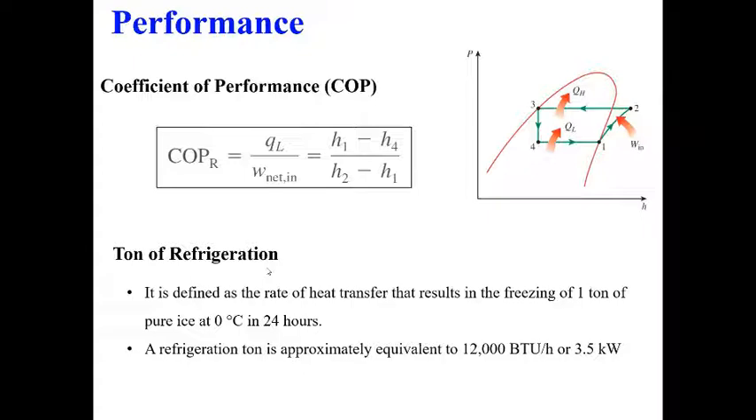So a ton of refrigeration is defined as a rate of heat transfer. It is equal to how much heat is required to be extracted from 1 ton of water at 0 degrees Celsius to freeze it in 24 hours. This gives you 1 ton of refrigeration, and this is approximately equal to 12,000 BTU per hour or 3.5 kilowatt. So this is what 1 ton of refrigeration is equal to.